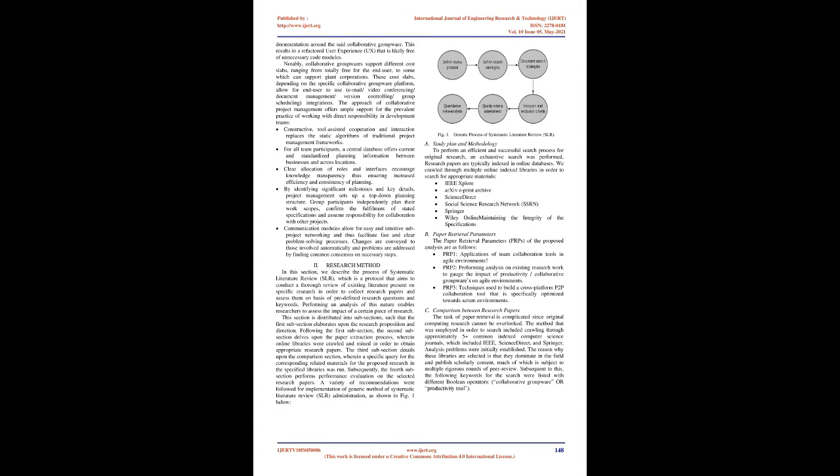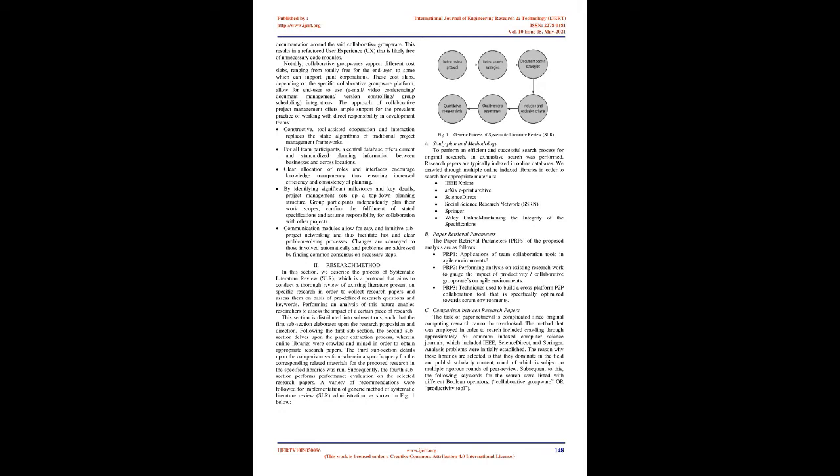The paper retrieval parameters, PRPs, of the proposed analysis are as follows. PRP1, Applications of team collaboration tools in agile environments. PRP2, Performing analysis on existing research work to gauge the impact of productivity/collaborative groupware on agile environments. PRP3, Techniques used to build a cross-platform P2P collaboration tool that is specifically optimized towards Scrum environments. See comparison between research papers.